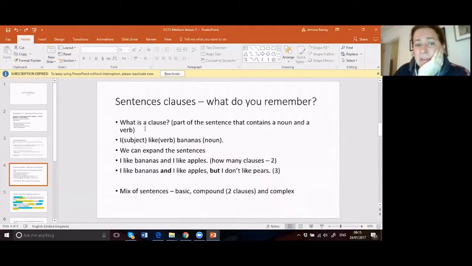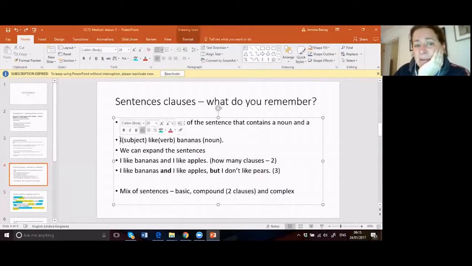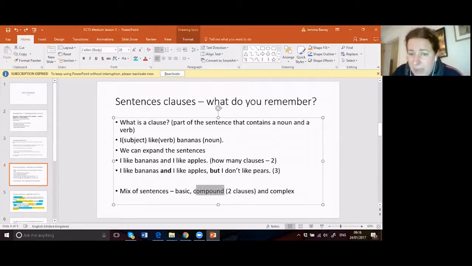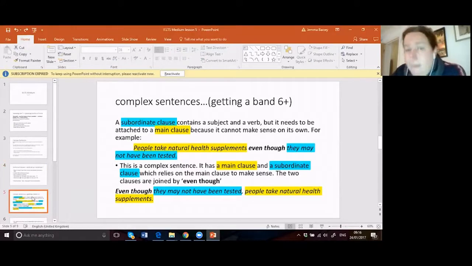So that's our mix, okay? Basic: I like bananas. And then we've got the compound: I like bananas and I like apples. I like bananas and I like apples, but I don't like pears. So that's your compound. And then your complex.